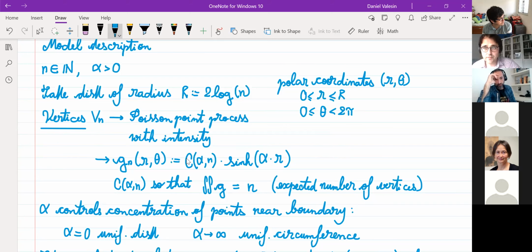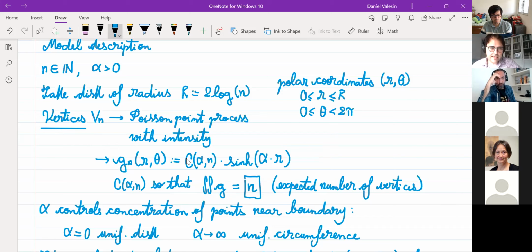So the closer to the boundary, you have exponentially more points than near the center. So that's all that is. And the choice of this constant alpha n here is just so that this integral of g, so if you integrate the intensity function, you get the expected number of points, and you choose the normalizing constant just to get n points on average. So just to have n nodes in your graph.